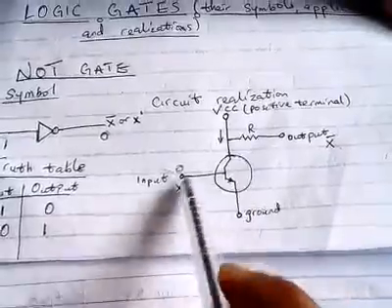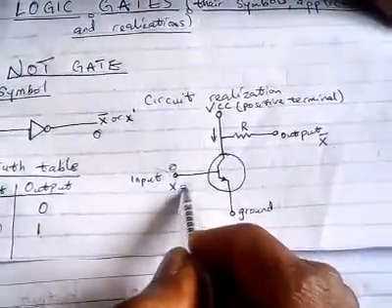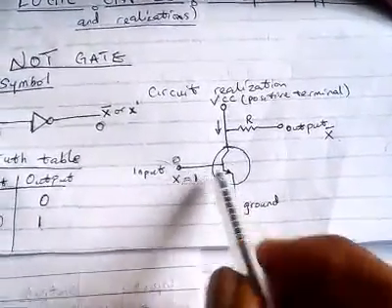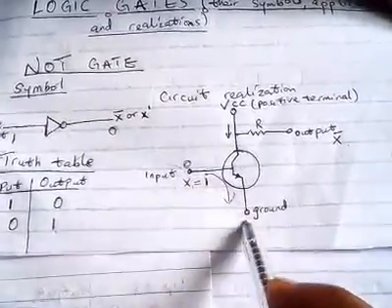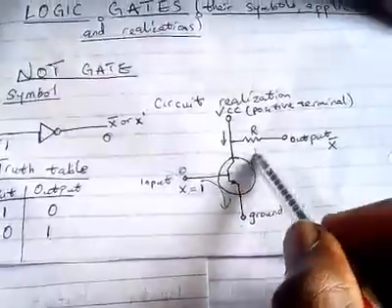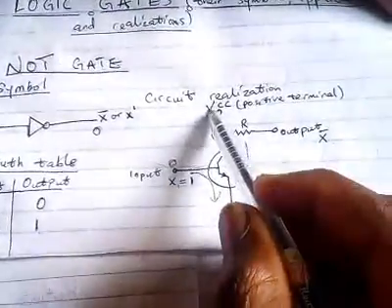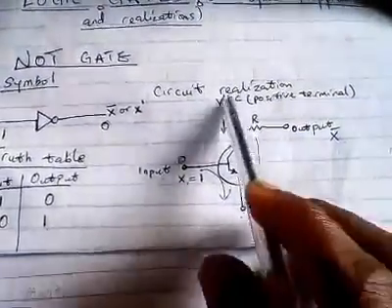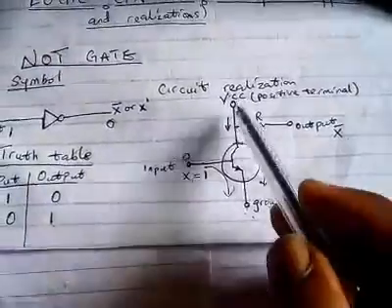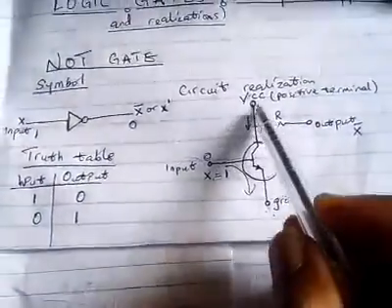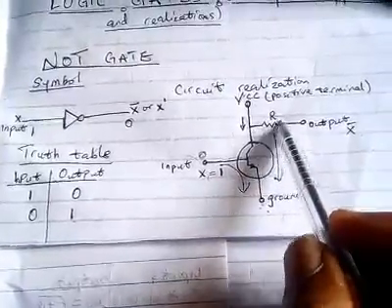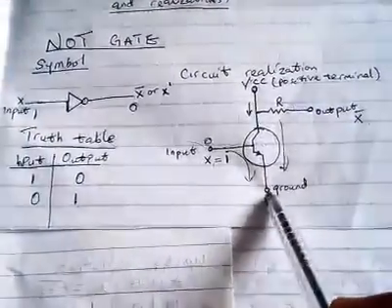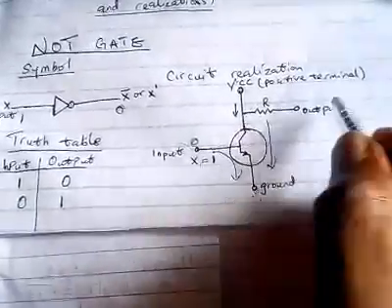Now when we have a 1, when x equals 1, current will begin to flow from here to this place. So current can flow from this to this place, which is the power to the ground. Now if the current flows from here, the current no longer goes through this place because it is limited by this resistor. So almost all the current flows through here. So this place output becomes 0.